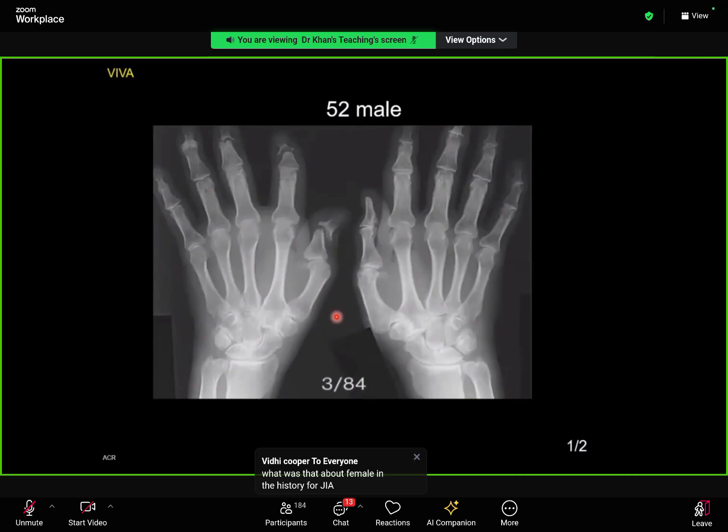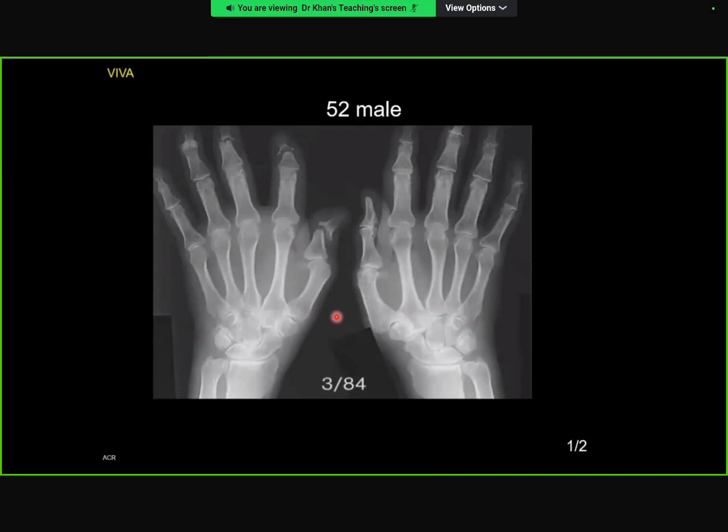Okay, so this is a frontal radiograph of both hands for a 52-year-old male. There's an abnormality bilaterally affecting the distal interphalangeal joints where there is erosion of the distal end of the middle phalanx and subsequent degenerative changes. This is reasonably symmetrical, probably slightly worse on the left. These findings would be in keeping with an erosive arthropathy.